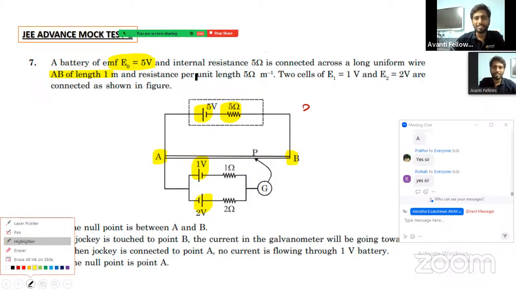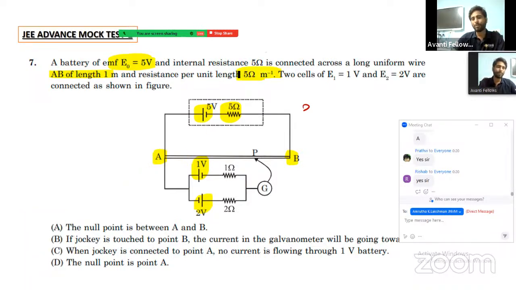And then resistance per unit length will be 5 ohm per meter. Okay, ये AB लेंथ का वायर में रेजिस्टेंस कितना है पर मीटर, it has a 5 ohm resistance. And then two cells are connected here, 1 volt and 2 volt, along with their internal resistances of 1 ohm and 2 ohm. It is given in the figure.